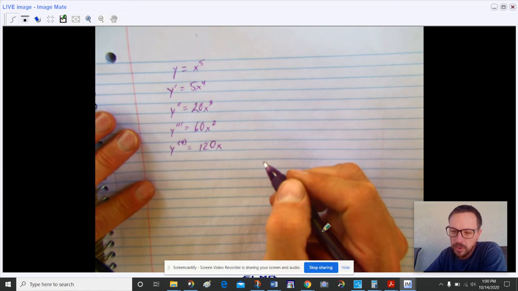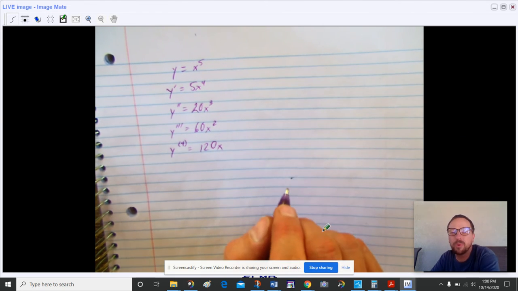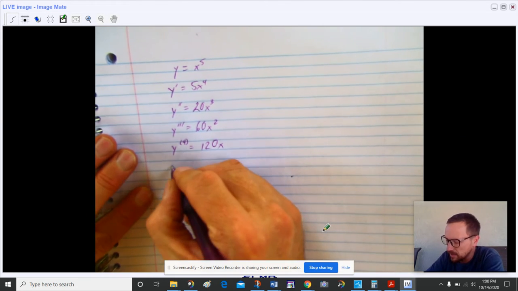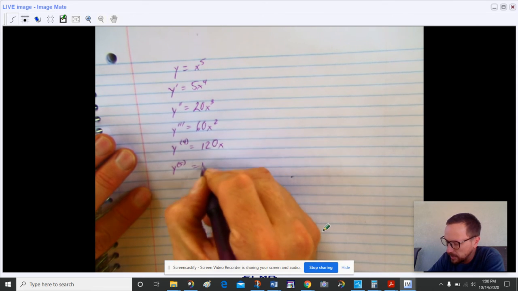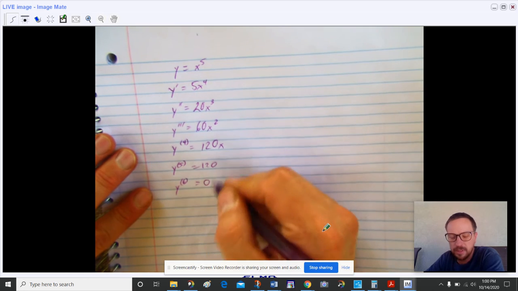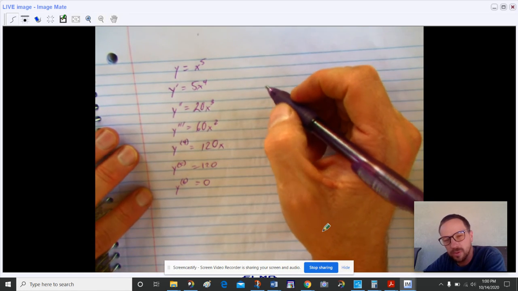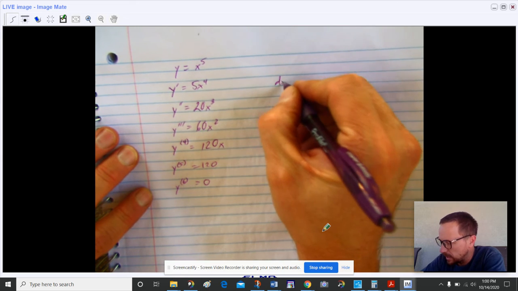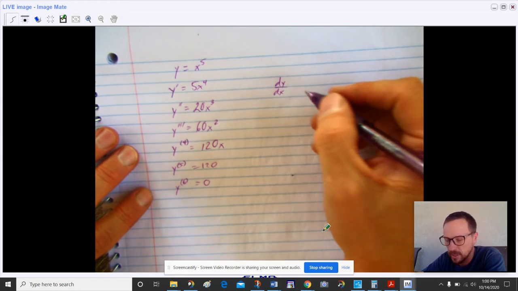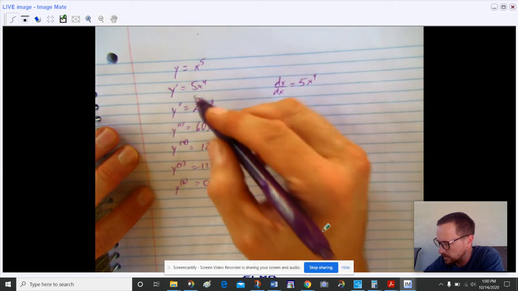And how long do you think we could keep doing this? Well, technically we could keep doing this forever, but it gets really boring after a little bit. So the fifth derivative will be 120, and then the sixth derivative would end up being 0, and every subsequent one will also be 0. So we can write it that way. Another way that we also write this is we write dy over dx, like so, and dy over dx would be the 5x to the fourth. That's your first derivative, okay?